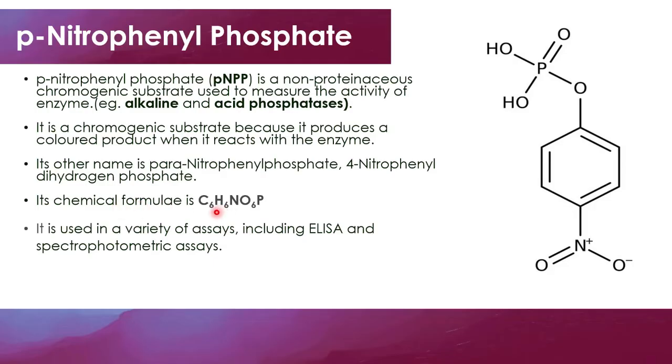Its chemical formula is this: C6H6NO6P, and its molecular structure is this. It is used in a variety of assays, including ELISA assay and the spectrophotometric assays.